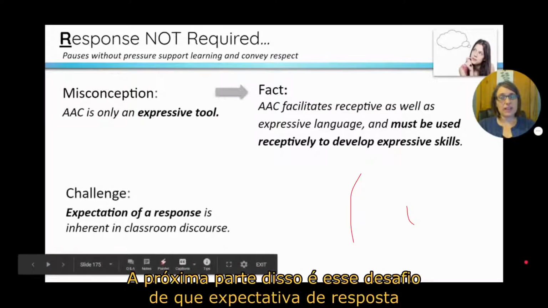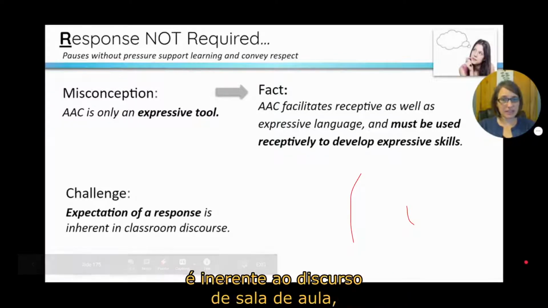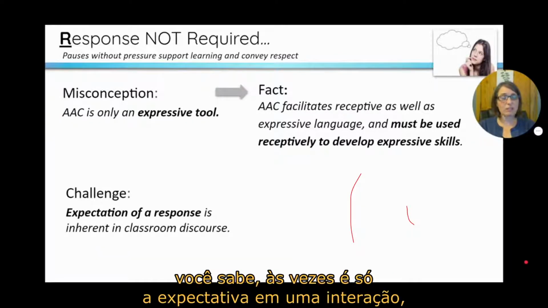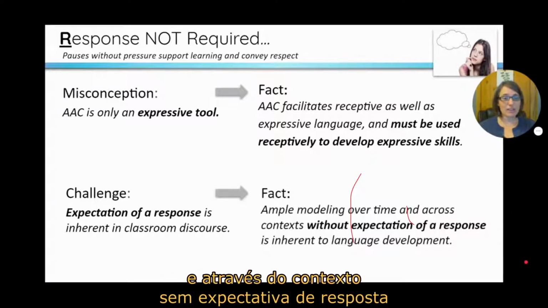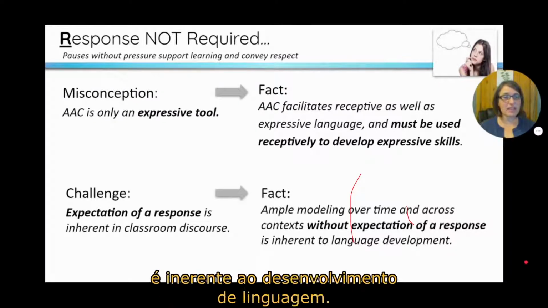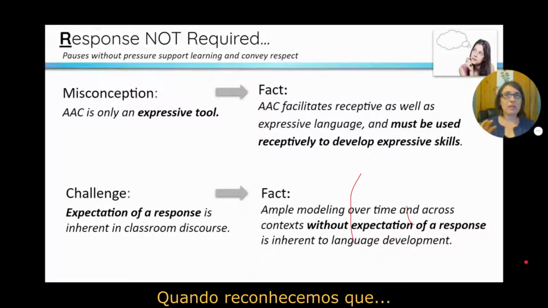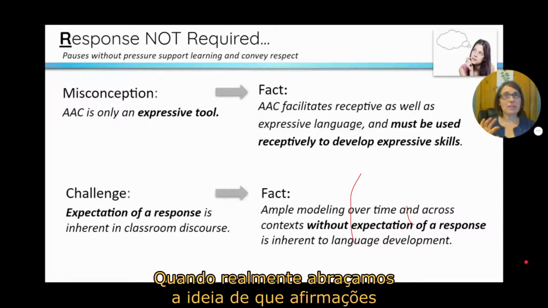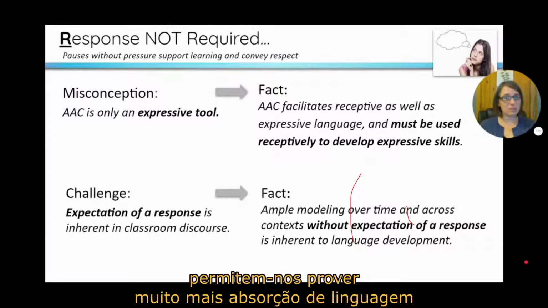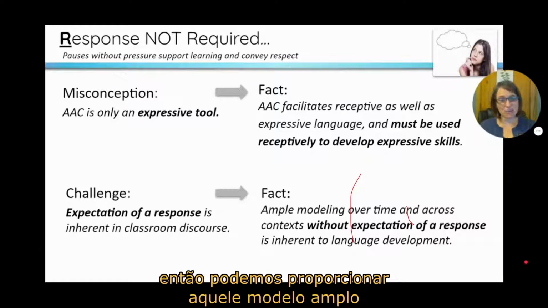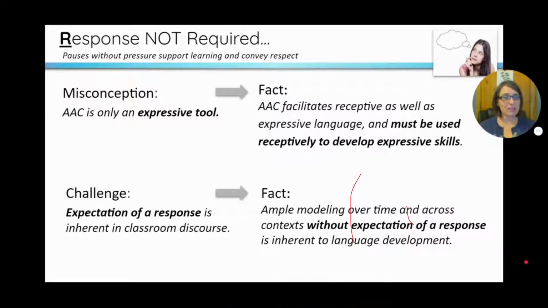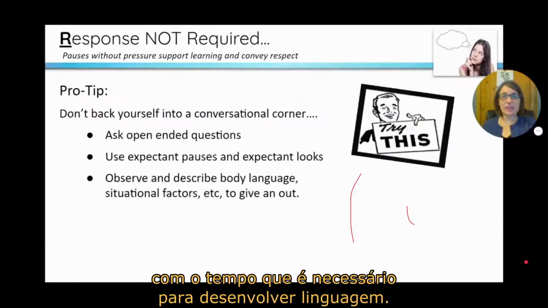The next part of this is the challenge that expectation of a response is inherent in classroom discourse, and also sometimes it's just the expectation within an interaction. However, ample modeling over time and across contexts without expectation of a response is inherent to language development. So when we really embrace the idea that statements allow us to provide lots of language input, and that not requiring a response takes off the pressure, then we can provide that ample modeling over time that is needed to develop language.